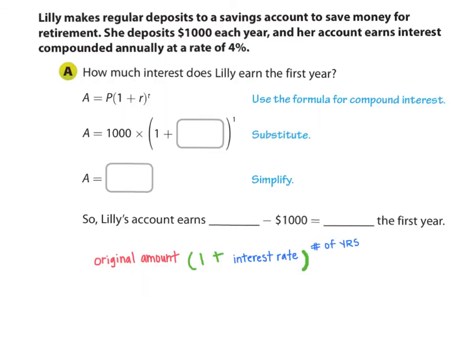So the problem we want to look at now says Lily makes regular deposits into a savings account to save money for retirement because Lily does not want to work forever. It says she deposits $1,000 each year. So this is the same amount being deposited just as Aiden did into her account, and the interest is compounded annually. And the interest rate is still 4%.